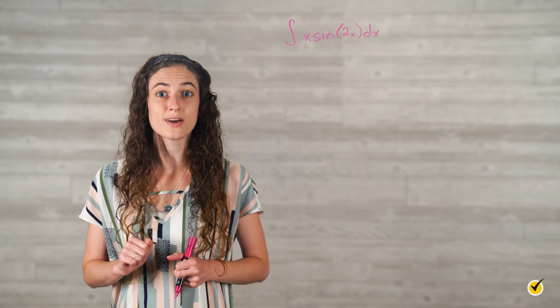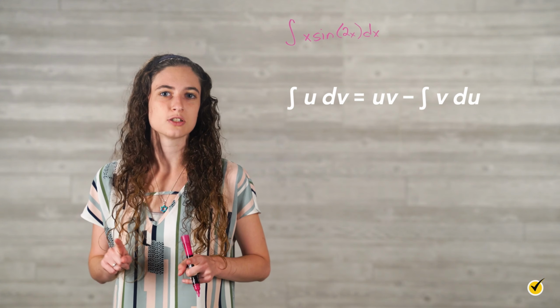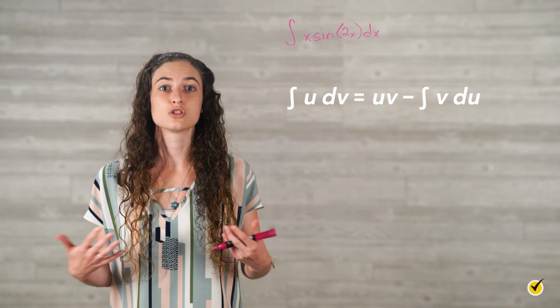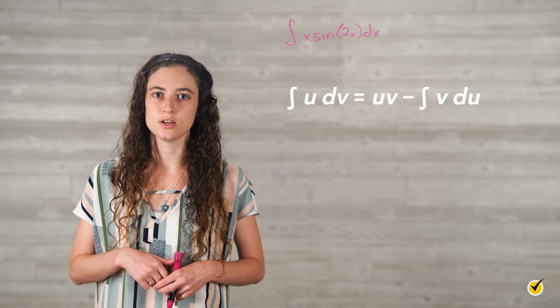Similarly, with integration, we have a defined process for handling products, and it was actually derived by mathematicians from the product rule for derivatives. This process, as you might have guessed, is called integration by parts, and it goes like this. If you have an integral that can be written in the form the integral of u dv, then its solution is equal to u times v minus the integral of v du.